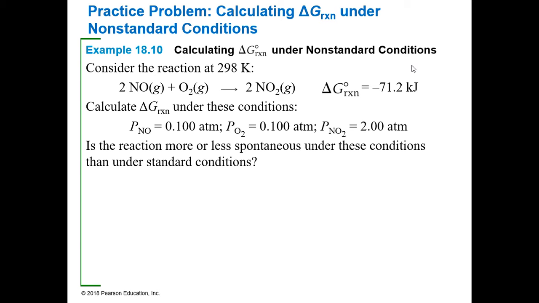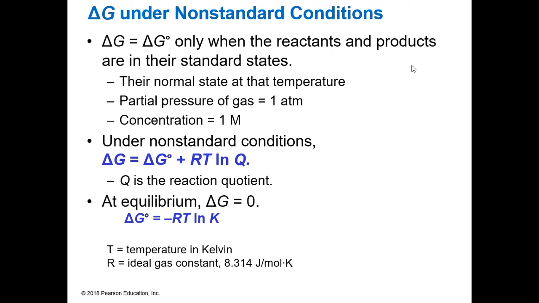So here's a reaction. They give us a delta G naught value, and they ask us to solve delta G of our reaction when it's under these conditions. Is this reaction more or less spontaneous than under standard conditions? Well, let's see. We have an equation, right, back here that we could compare. So they gave us delta G naught.